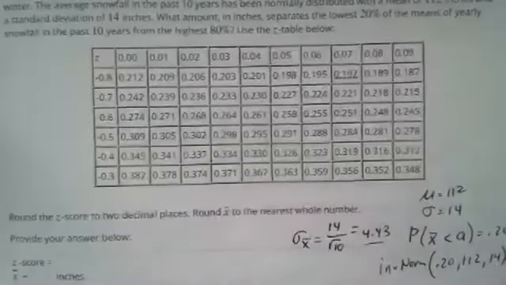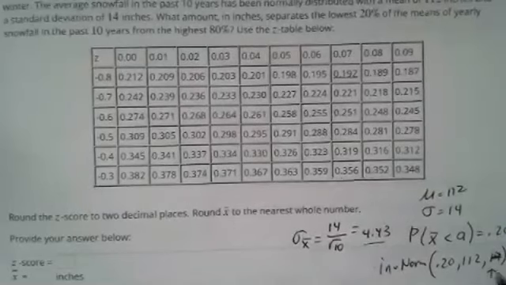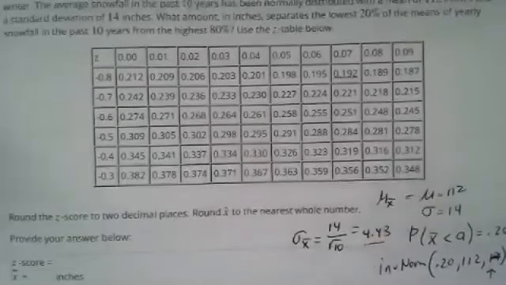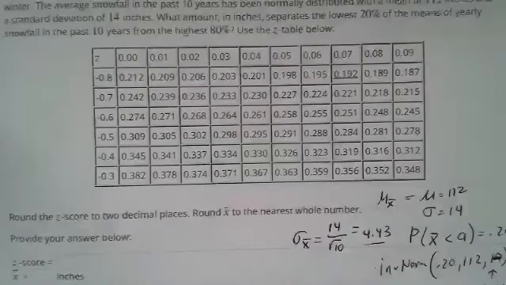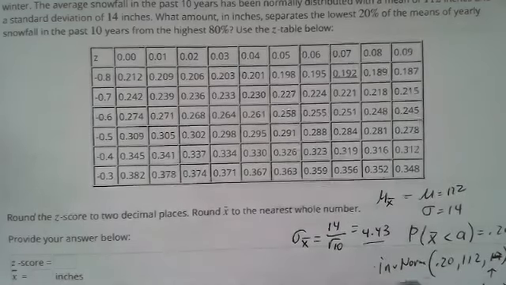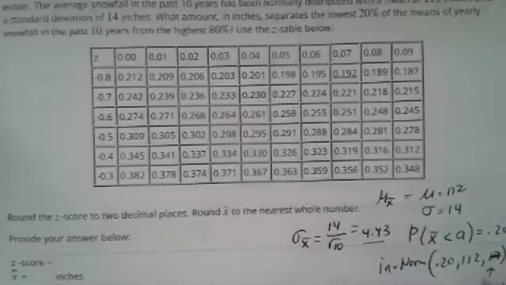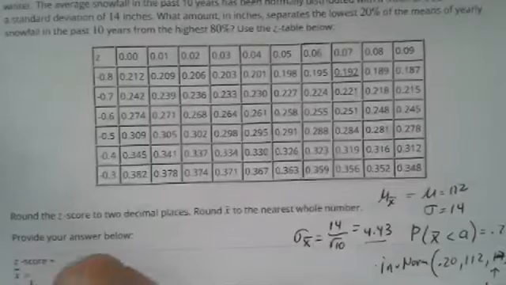This is what we need to actually enter here. Sorry about that. 4.43. So let's go ahead and do that. Inverse norm, 0.20, comma, 112, comma, 4.43. And that just becomes 108 inches. So this is 108 inches.